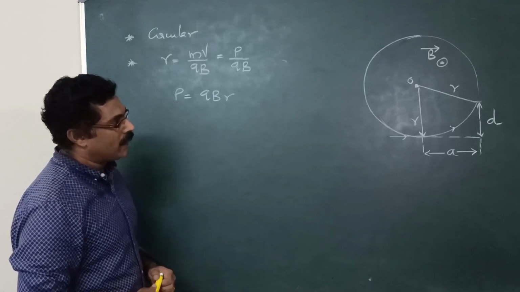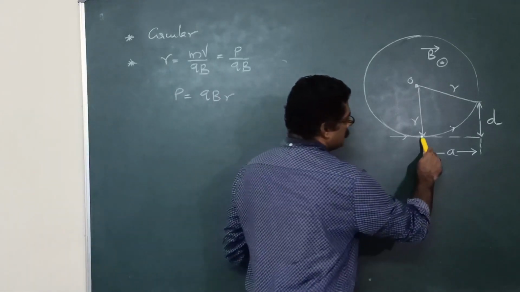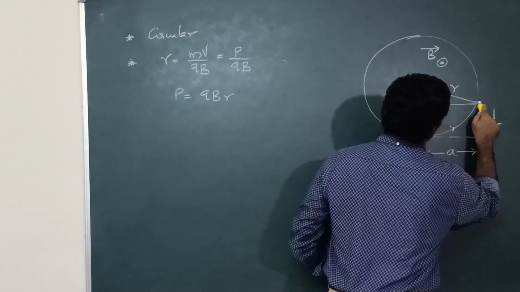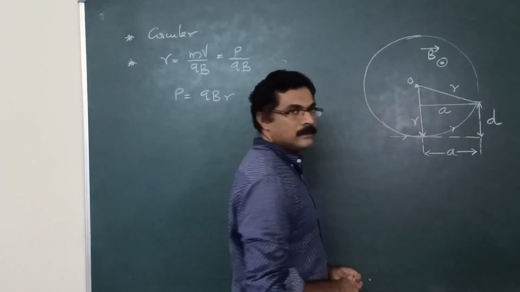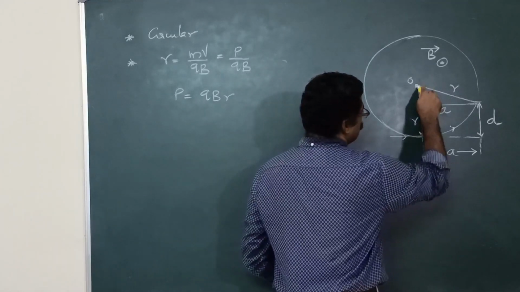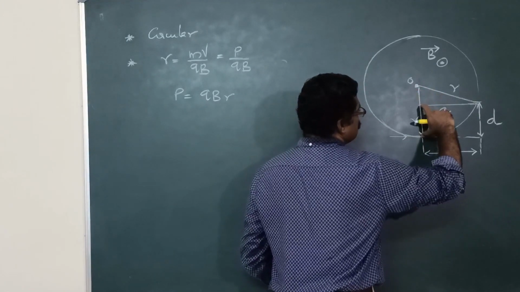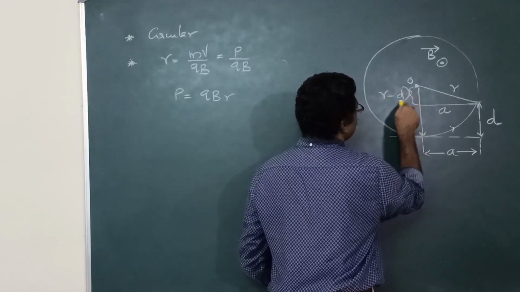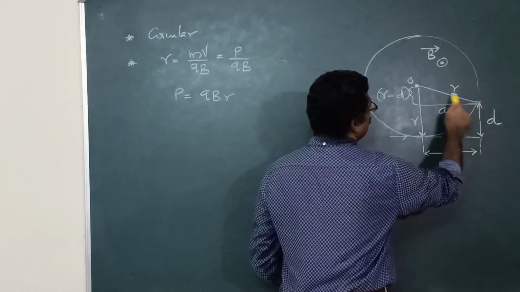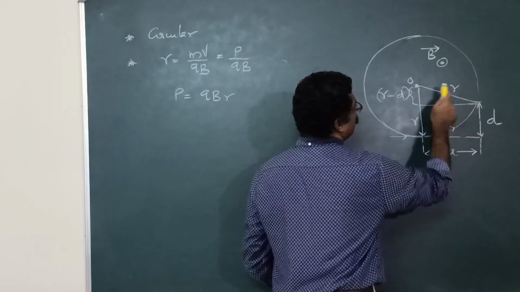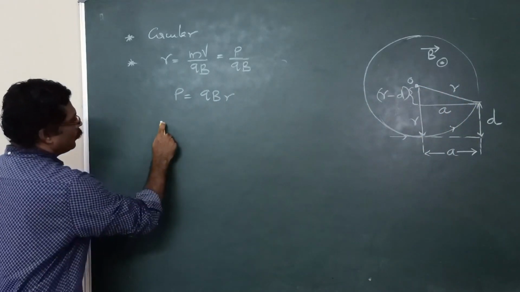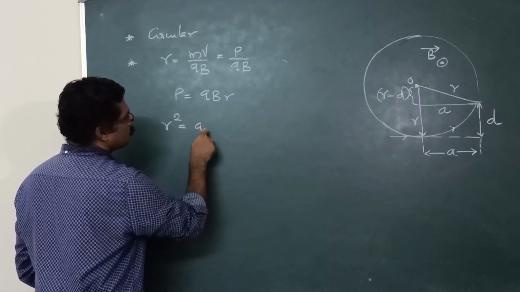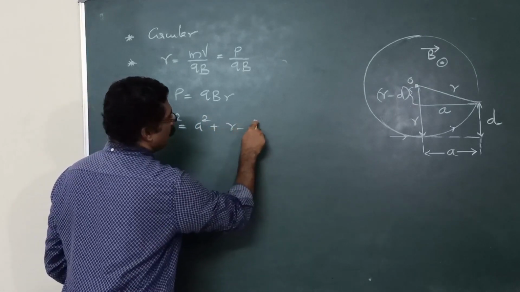Then how can we find it? This distance is given as a. So I am drawing a perpendicular like this. This is a. Then this total distance is r. This distance is d, therefore this distance is r minus d. So it is a right angled triangle, and you can find the hypotenuse using the equation: hypotenuse square is equal to base square plus height square.